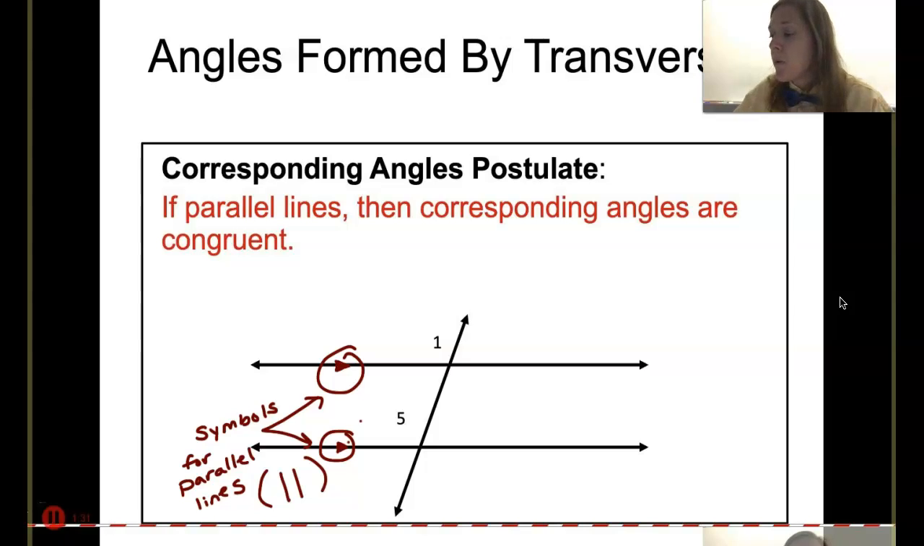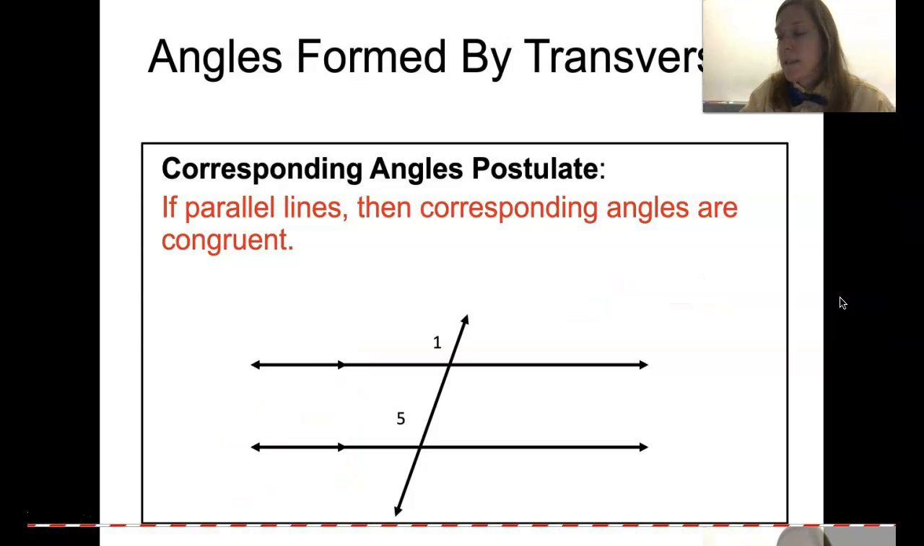So corresponding angles, remember top left, top left. And we're always picking from this group of 4 and this group of 4 down here. So top left, top left. So if my lines are parallel, what ends up happening is my corresponding angles are going to be congruent. So in this case, angle 1 would be congruent to angle 5. Okay, let's move on to the next one.